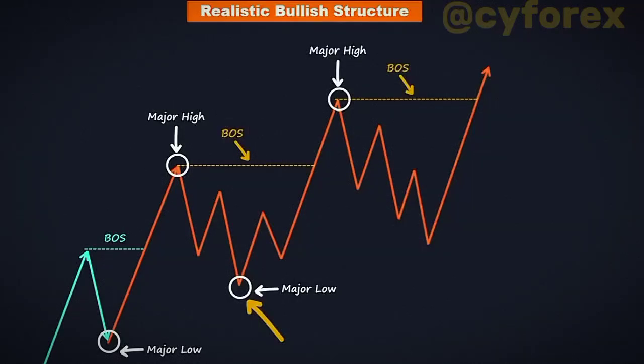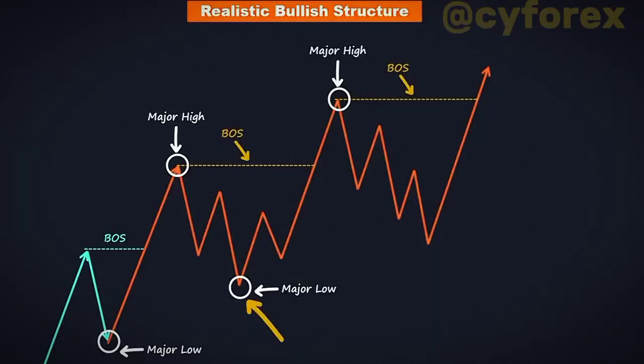You might be wondering why we don't regard this low structure as the major low. The rationale behind this is that the low located at the extreme is the ultimate and lowest point before the price initiates an upward movement. This particular low is crucial as it is the key low that triggered the upward movement and subsequently the break of structure.